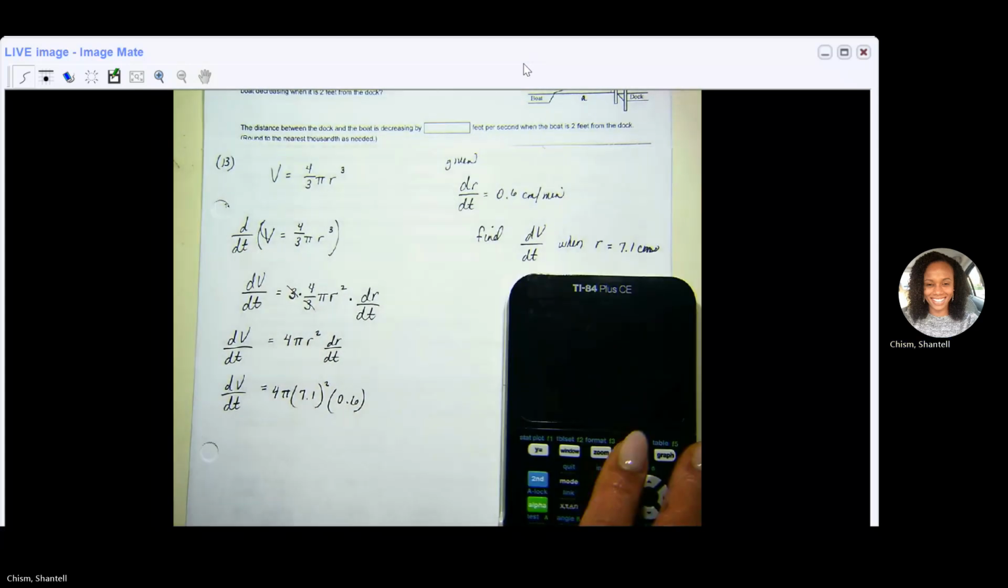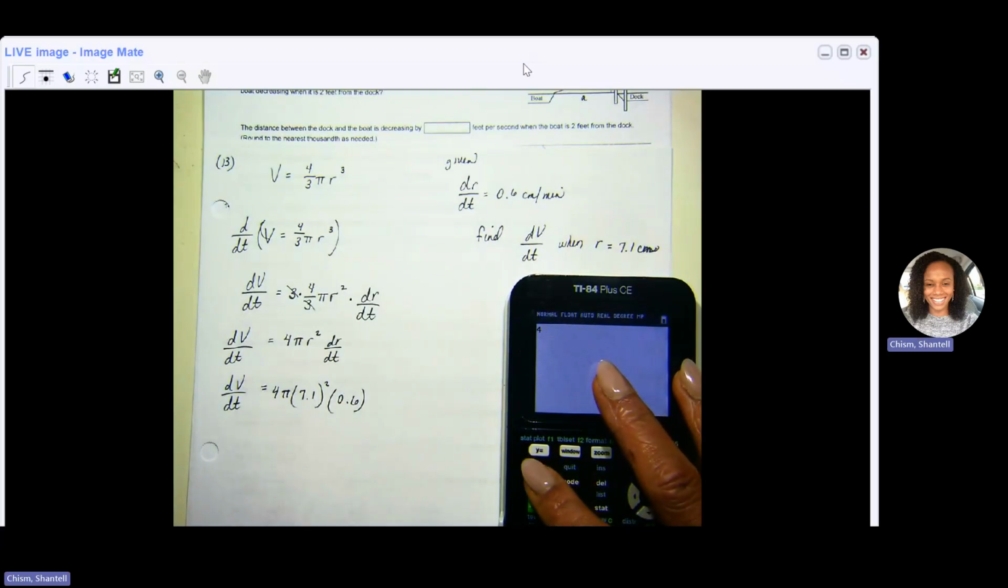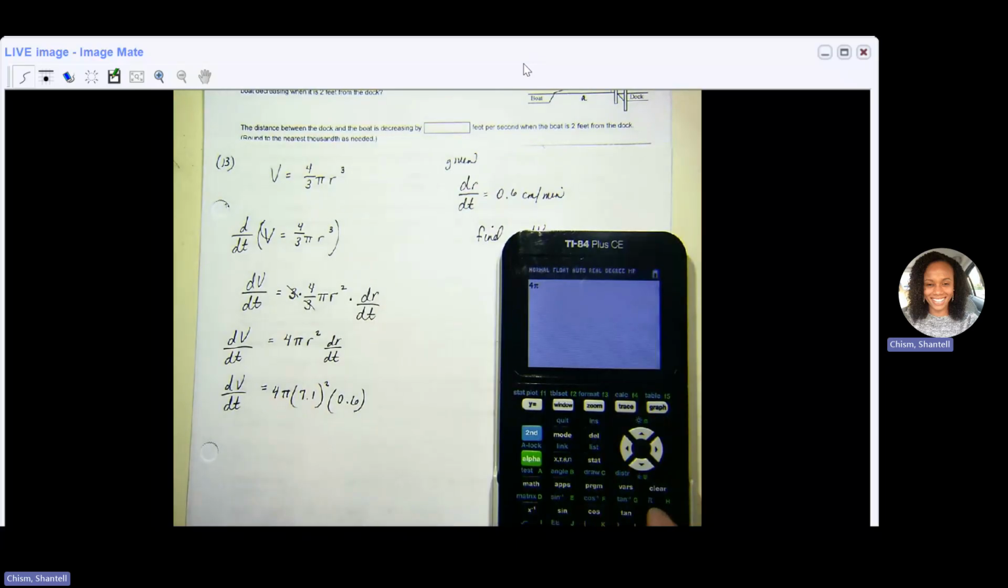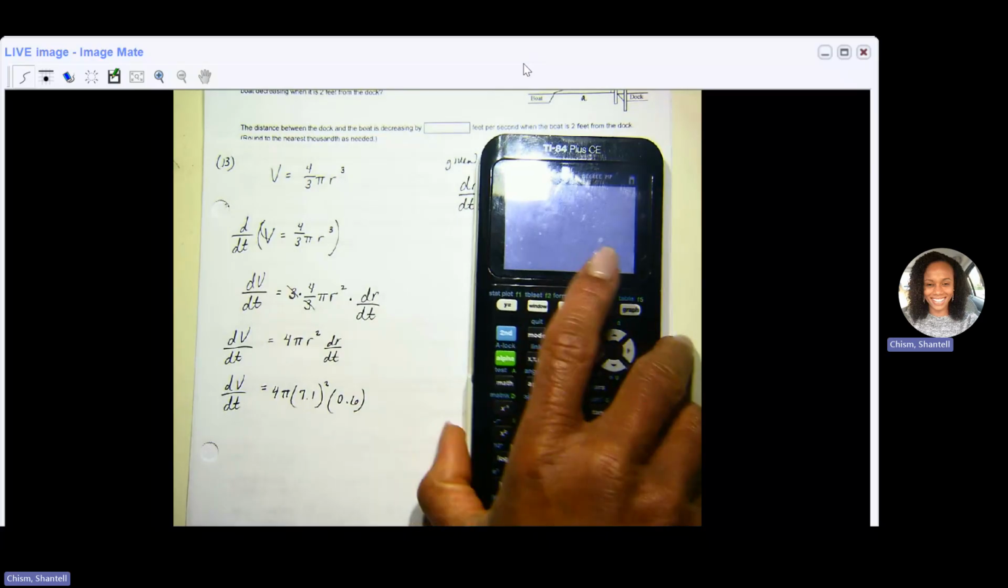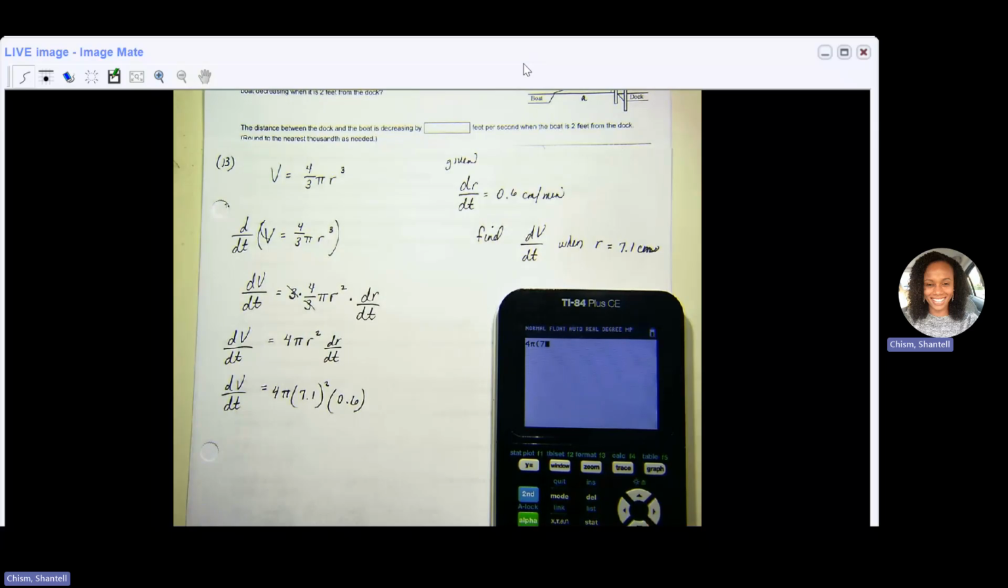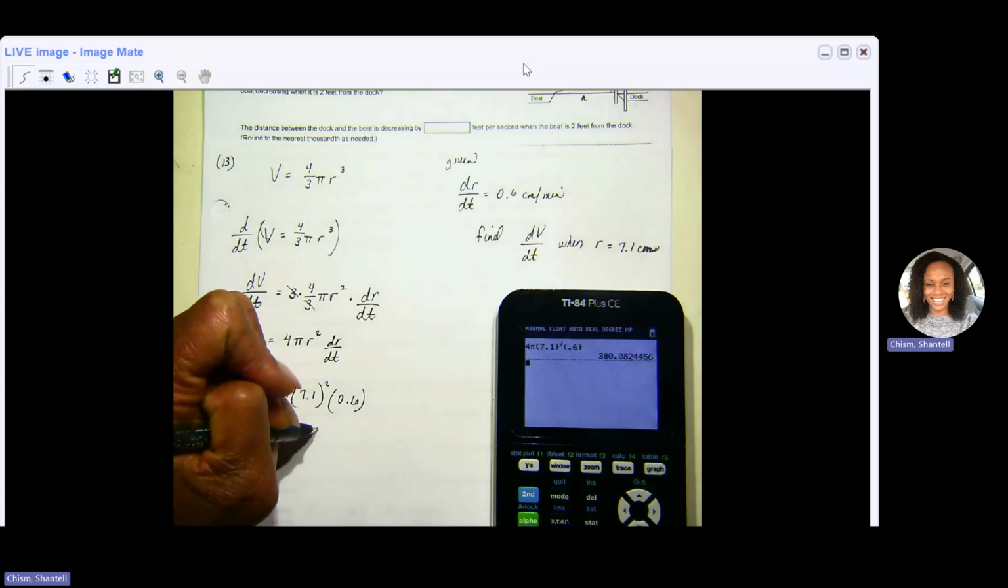Okay? So we have 4 times pi. I'm going to use the pi symbol on my calculator. I'm using the actual pi symbol. Let me see if I can scoot it up so you can see it. It's right there, the second function of this little housetop here, rooftop. So 4 pi times 7.1 squared, and then times 0.6. So I'm just putting that all in, and we get approximately 380.0824.